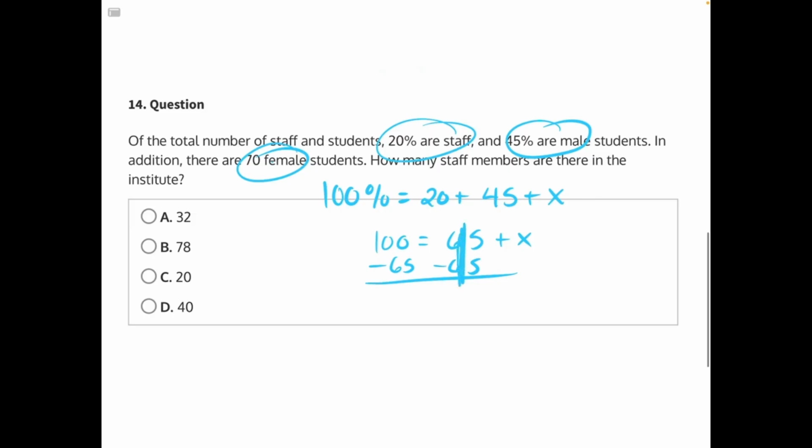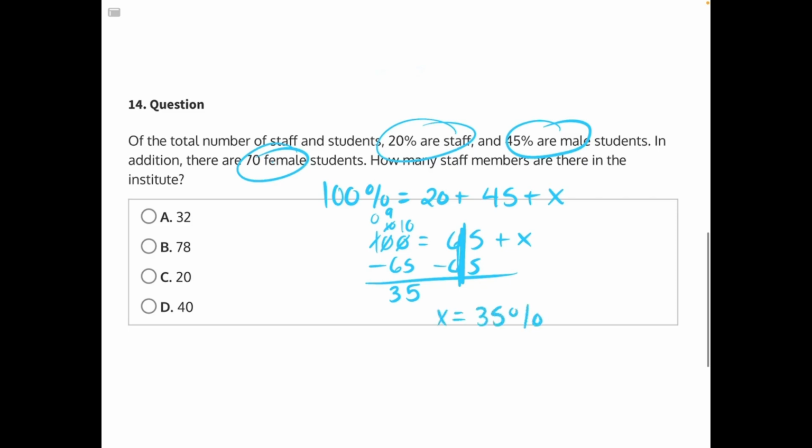When we do this, we would need to borrow, so we'd have 10. We can't borrow from 0, so we would need to borrow from 1. 10 would become 9. 10 minus 5 would give us 5. 9 minus 6 would give us 3. So the percentage of female students is 35%.